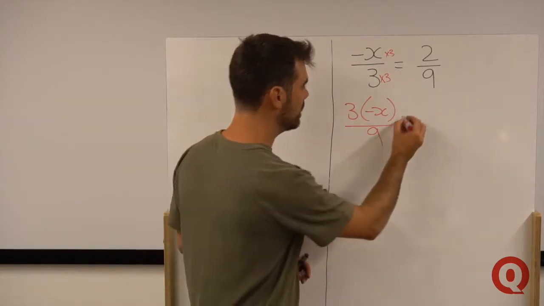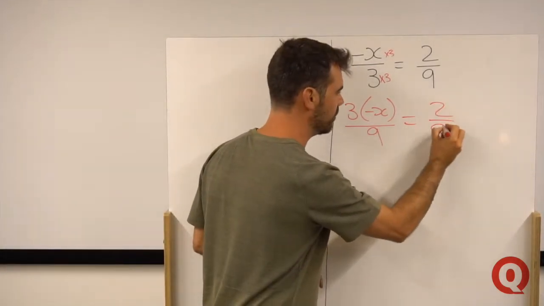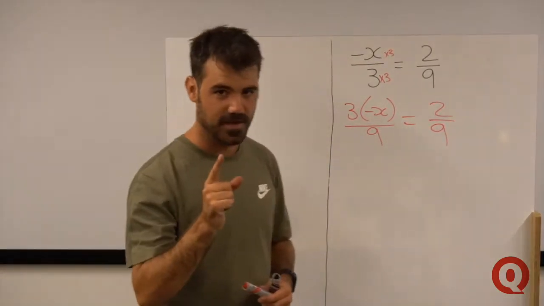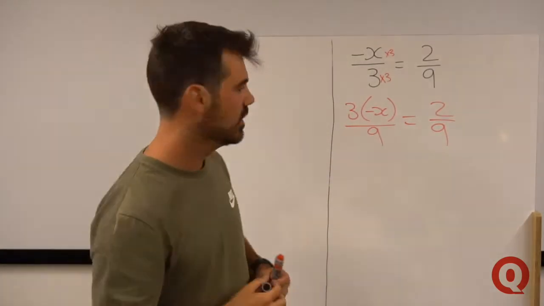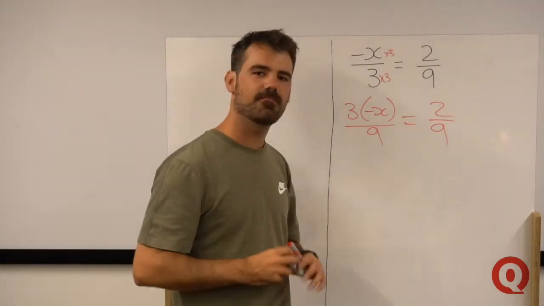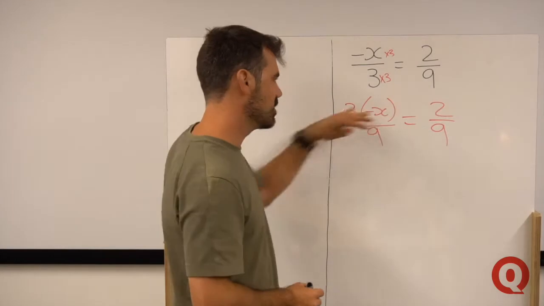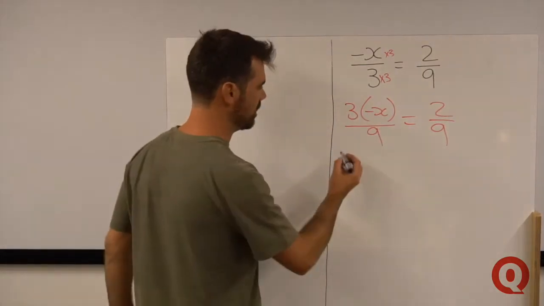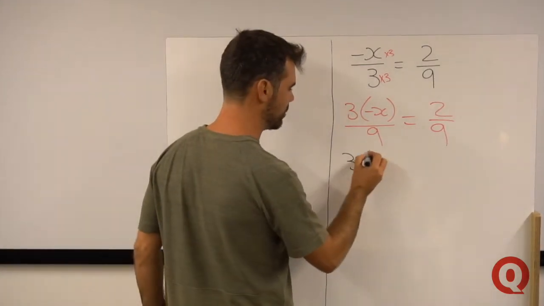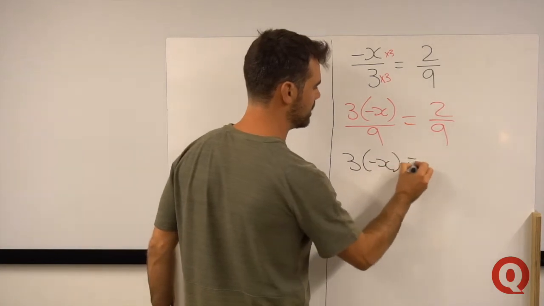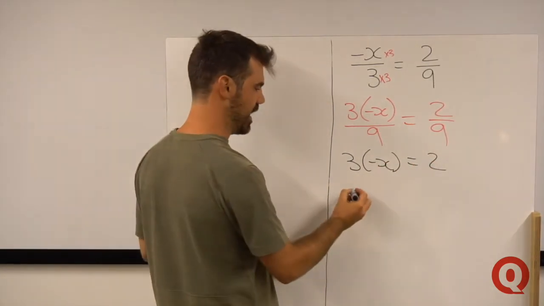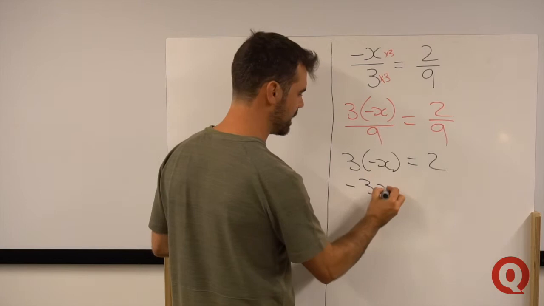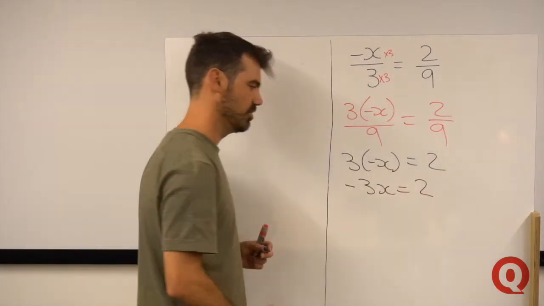So now, equals 2 over 9. Now here's the fancy thing. With equations, if my denominators are the same, I can drop them and solve with my numerators. So now I leave them alone, and my new sum is 3 bracket negative x is equal to 2. Get rid of the bracket, negative 3x is equal to 2.